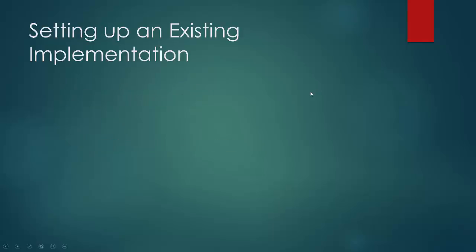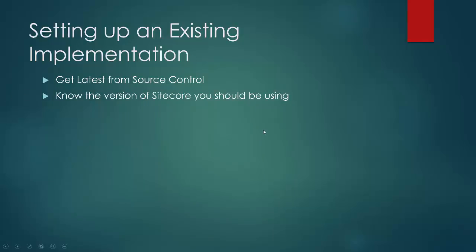So let's start with setting up an existing implementation. The first thing you'll do when you're working with an existing implementation is getting the latest from source control. That could be Git, TFS, or possibly SVN, which your previous team members on the project will have set up for you, and so you'll just be getting latest. It's important that you know which version of Sitecore you'll be using for the project.